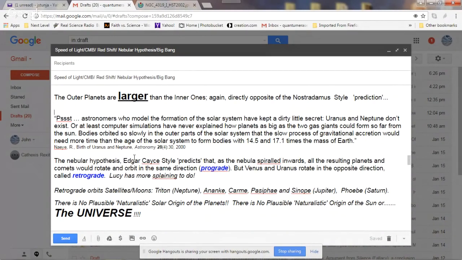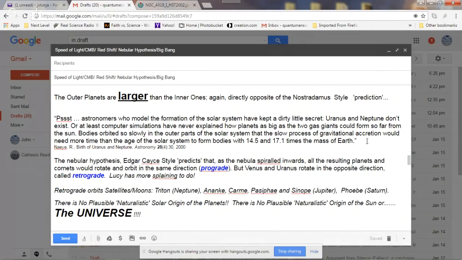From the birth of Uranus and Neptune in astronomy in 2000: Astronomers who modeled the formation of the solar system have kept a dirty little secret. Uranus and Neptune don't exist, or at least computer simulations have never explained how planets as big as the two gas giants could form so far from the sun. Bodies orbited so slowly in the outer parts of the solar system that the slow process of gravitational accretion would need more time than the age of the solar system to form bodies with 14.5 and 17.1 times the mass of the Earth.